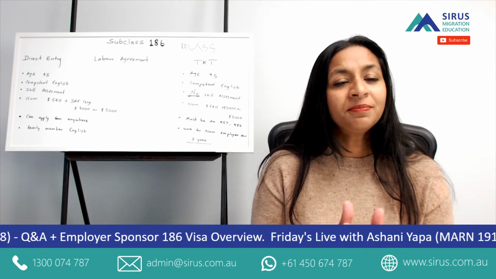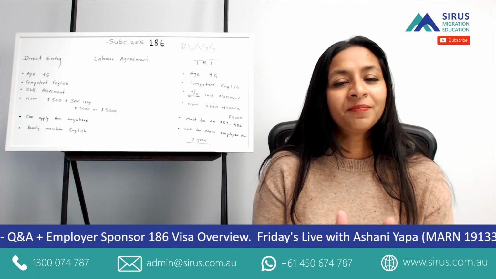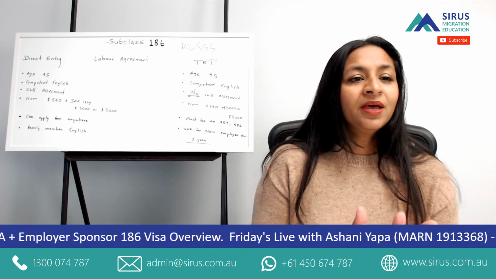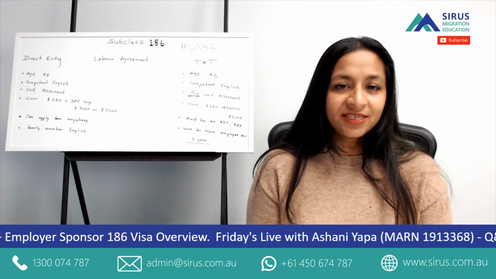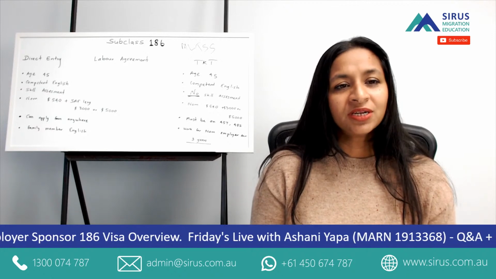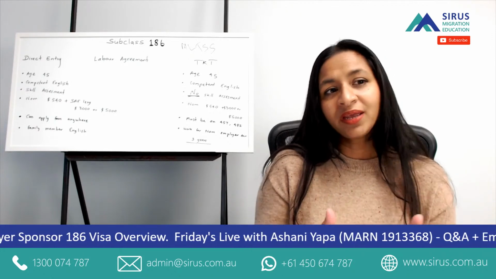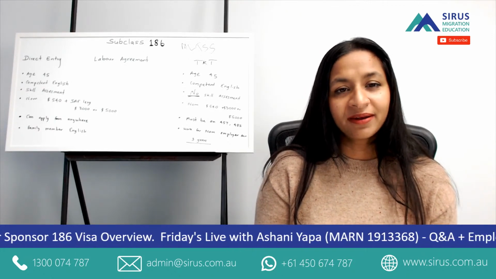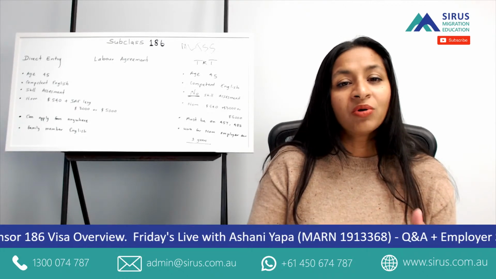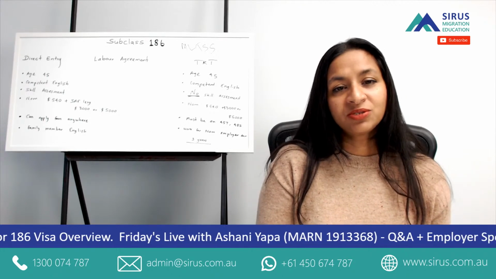So that is the main requirement for employer nominated visa subclass 186 TRT stream. Now let's look at the labor agreement stream. As I mentioned, all these requirements, why I didn't list anything under labor agreement is because most of these requirements are already pre-negotiated when it comes to labor agreement.